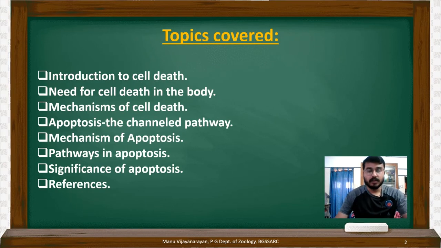In today's session, let us cover a basic introduction to cell death and the need for cell death in the body. What are the various mechanisms by which cells die, and also apoptosis, that is called the programmed pathway, and the mechanism of apoptosis, that is the subcategories of apoptosis, and pathways in apoptosis. At the end, we shall discuss the significance of apoptosis.